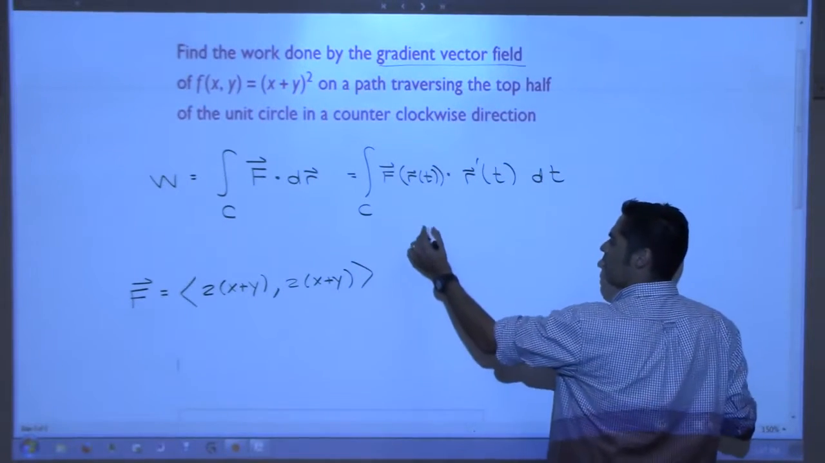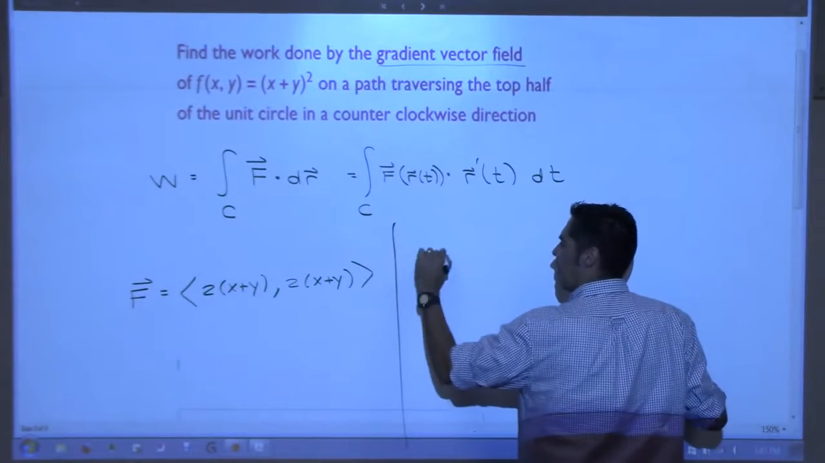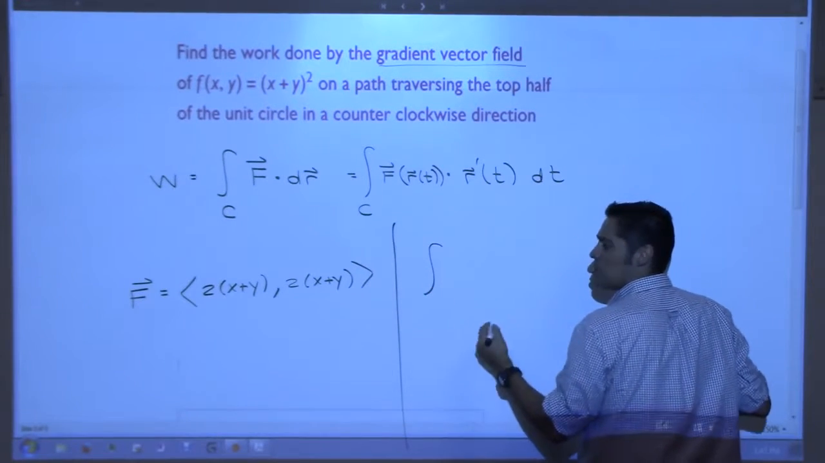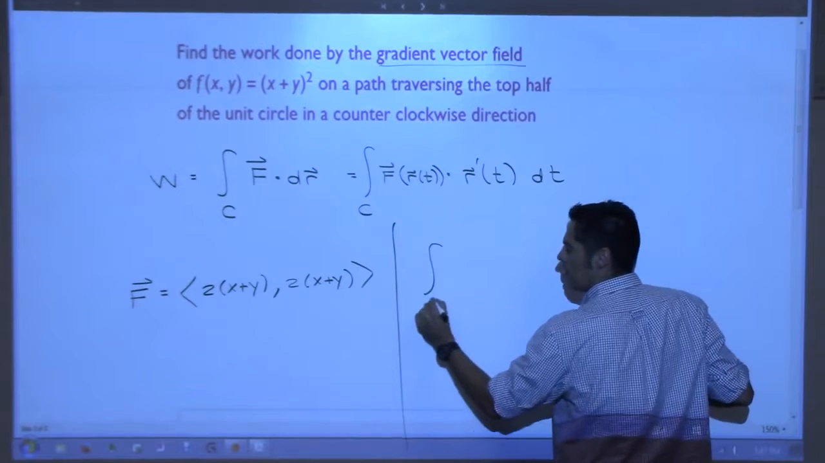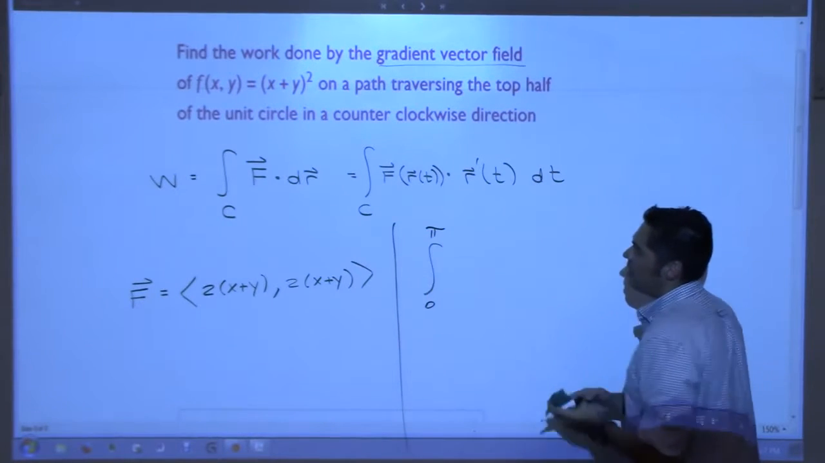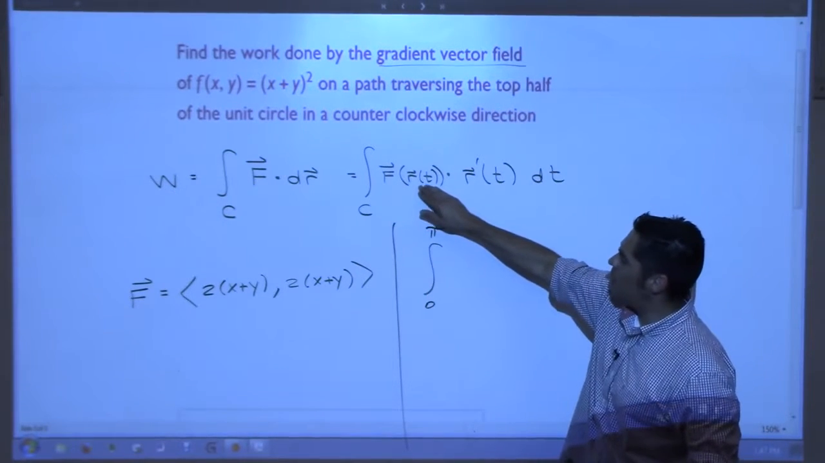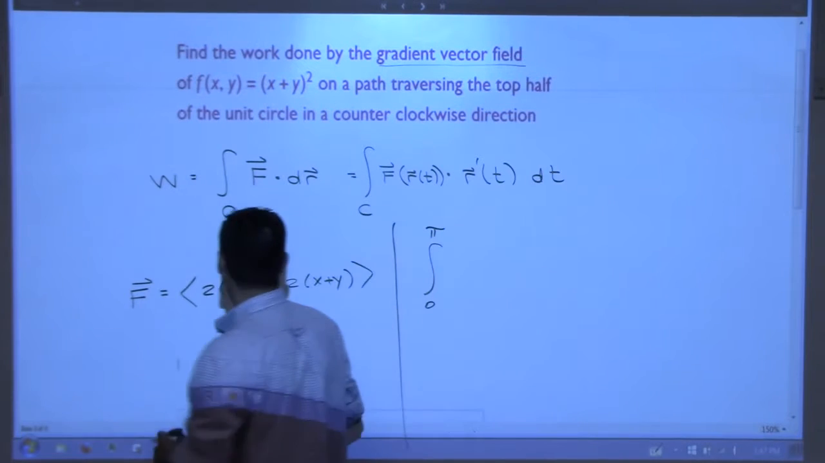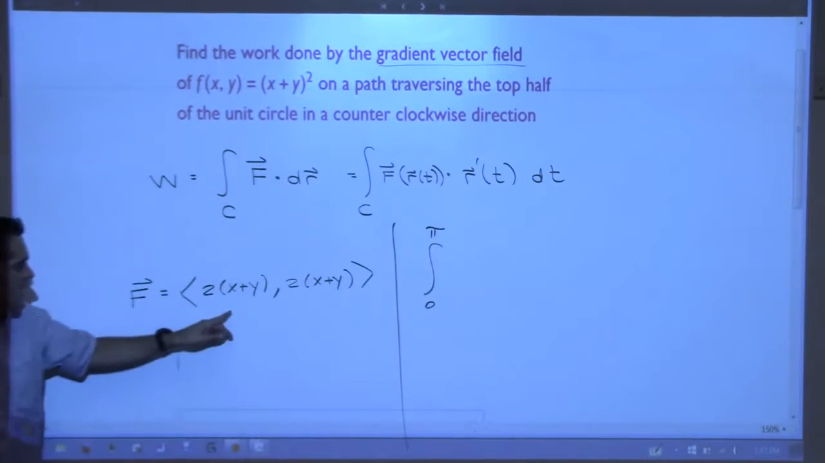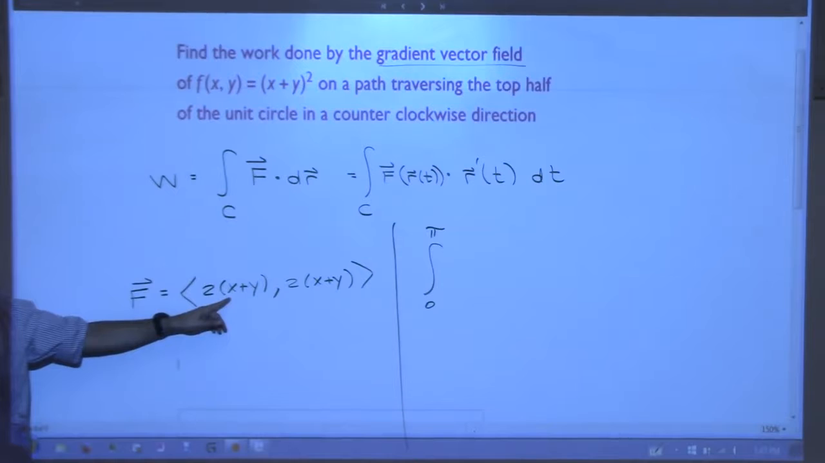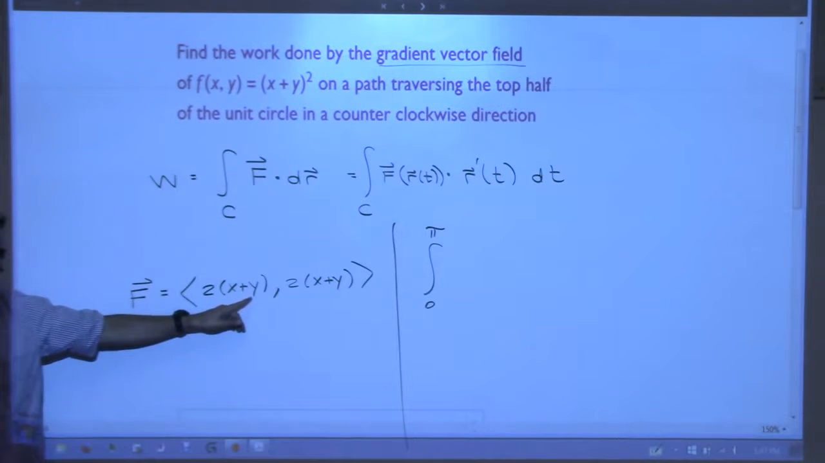What's my integral going to go from? What's my restriction on t? 0 to pi? All right, let's take my curve and plug it in to this. That means I'm going to replace every x with cosine t, every y with sine t.